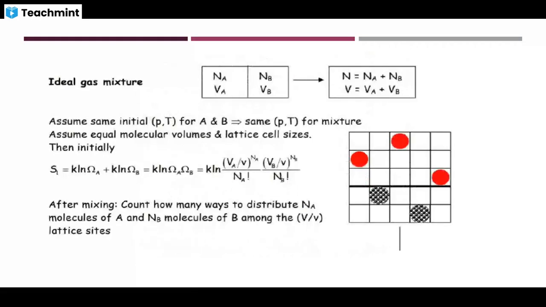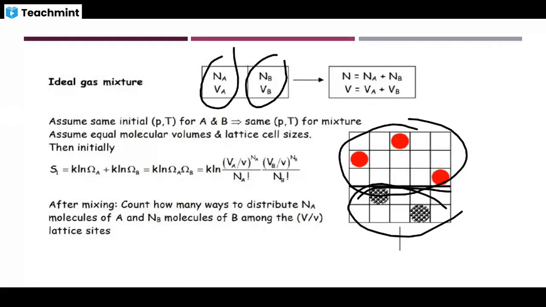Okay, so ideal gas mixture. If you take Na moles at Va and Nb moles at Vb, then take the partition outside and assume mixing. Assume the same initial pressure and temperature for A and B, and equal molecular volume and lattice cell size. Then the initial entropy is nothing but k ln omega A plus k ln omega B. Addition in ln becomes multiplication, so it becomes k ln omega A omega B. So this is the initial entropy.